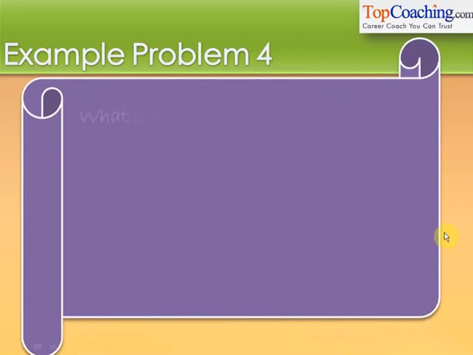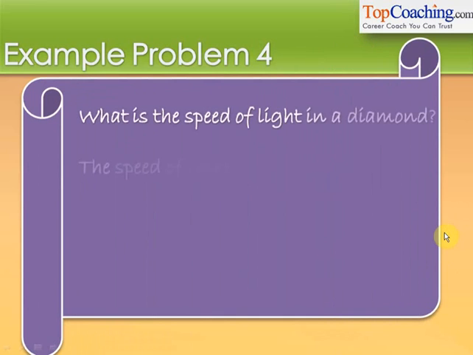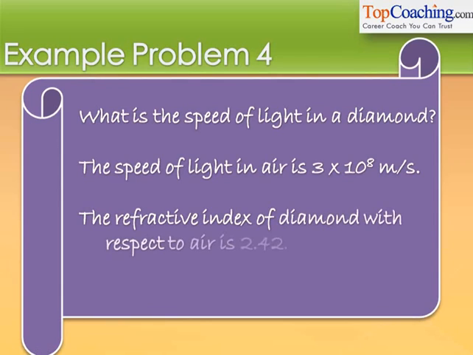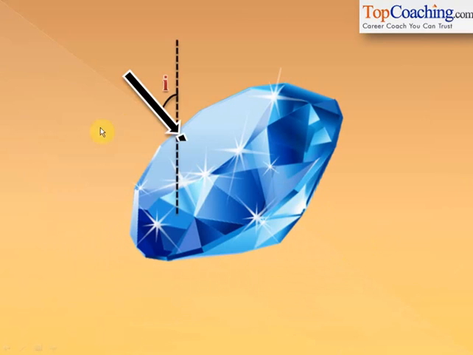Here's another one. What is the speed of light in a diamond? The speed of light in air is 3 into 10 raised to 8 meter per second. The refractive index of diamond with respect to air is 2.42. This question is quite simple. We have to find the speed of light in a diamond. You see, here's a light ray striking the diamond and getting refracted inside it. The angle of incidence is I and the angle of refraction is R.